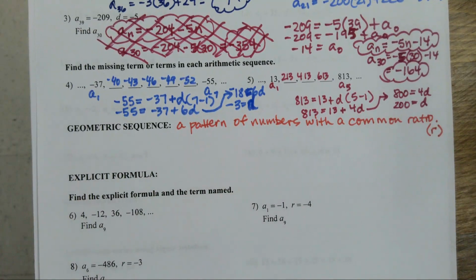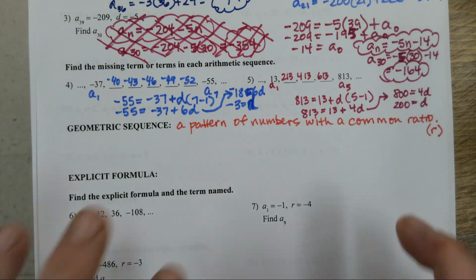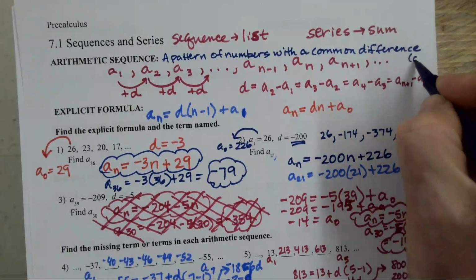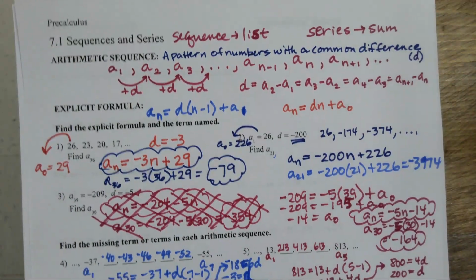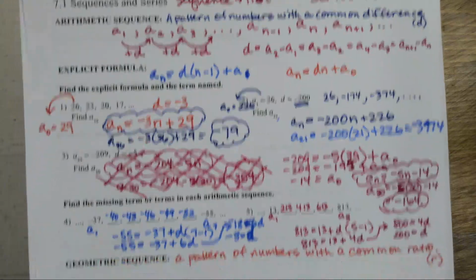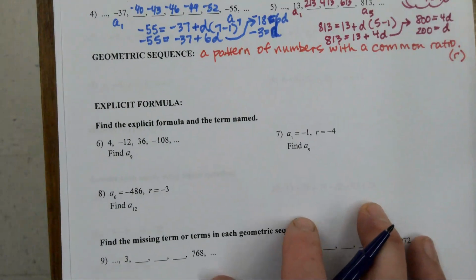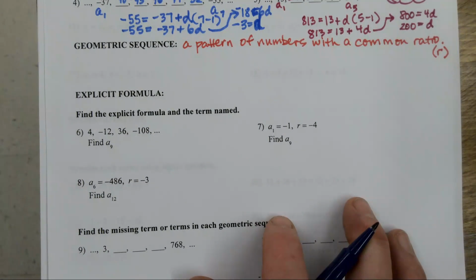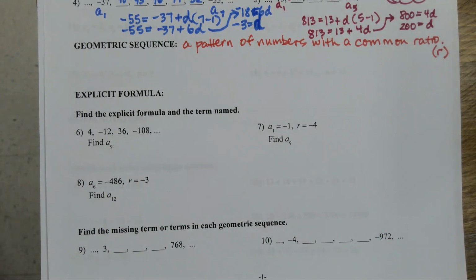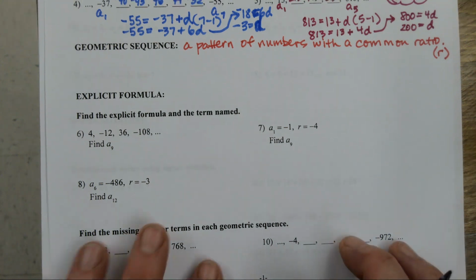We should do the same thing for our common difference. I'm going to slide that up. My common difference, as you saw, is known by D. And in fact, if I'm given multiple sequences and I have information that contains an R in it, I know that it's going to be a geometric sequence. If I have information that contains a D in it, I know it's going to be arithmetic. If I just have the list of sequences, then I can tell if it's arithmetic or geometric by whether we're adding or multiplying each time. Okay? So this is a pattern of numbers with a common ratio.